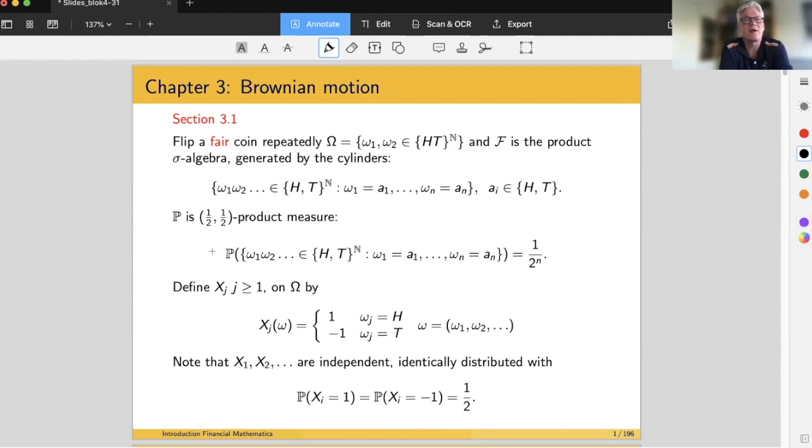If my coin is fair, then the probability of any Xj being a 1 or a -1 is the same for all of them. If we are working with a biased coin, where a head comes with probability p and a tail with probability 1 minus p, then our probabilities will be p, and the other one would be 1 minus p.